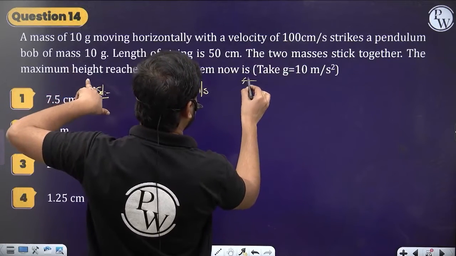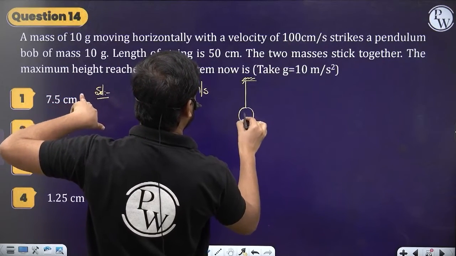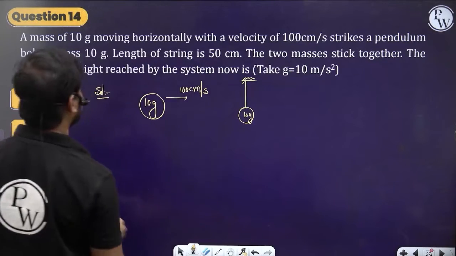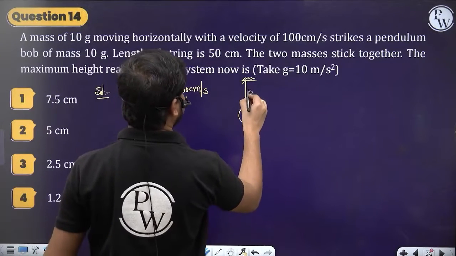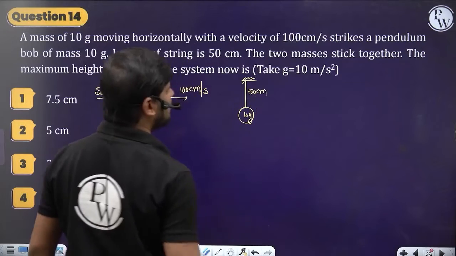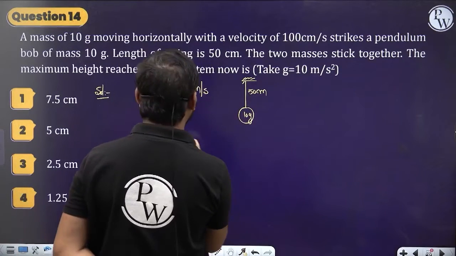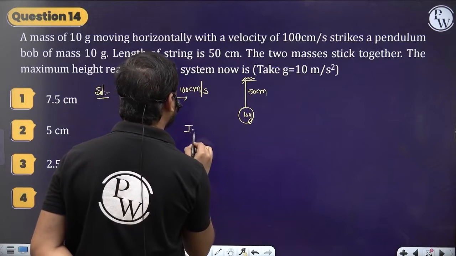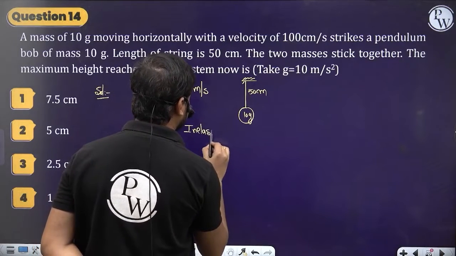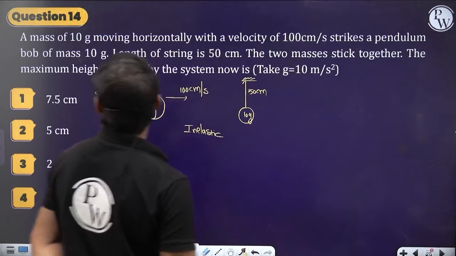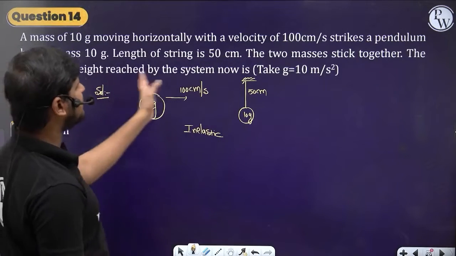So here is a pendulum where a bob of mass 10 grams is hanging. The length of the string is 50 centimeters. The two masses stick together after colliding, so the collision that takes place is an inelastic collision. And then, what is the maximum height reached by the system?